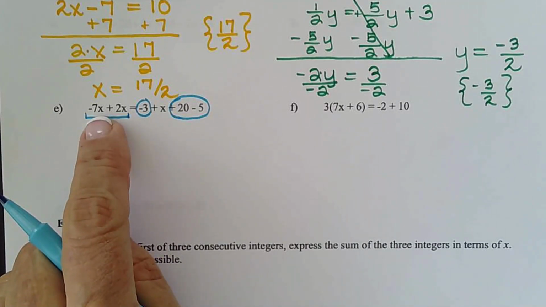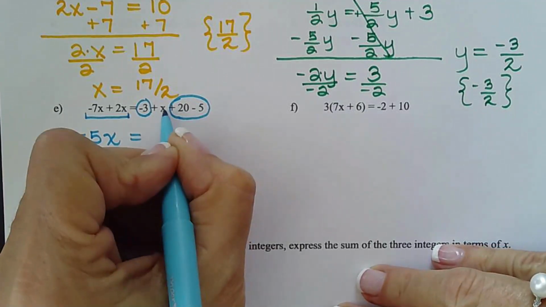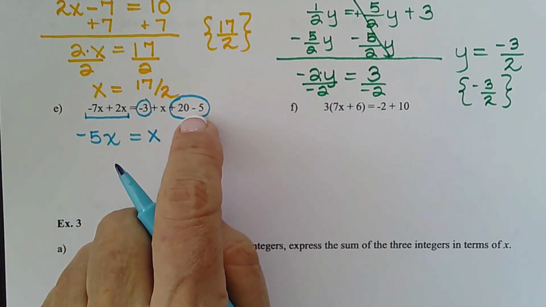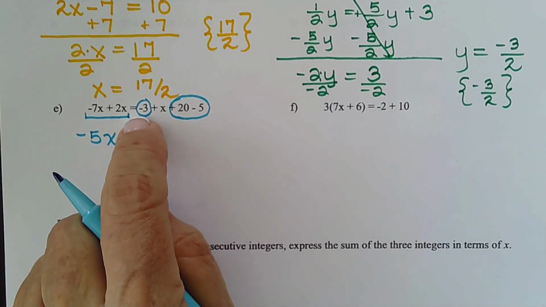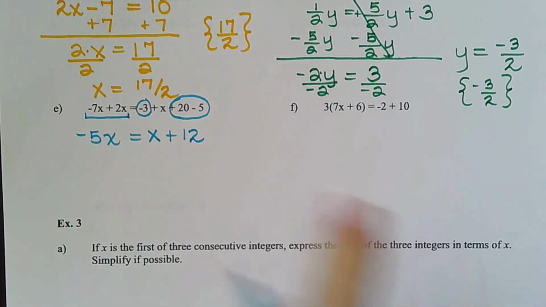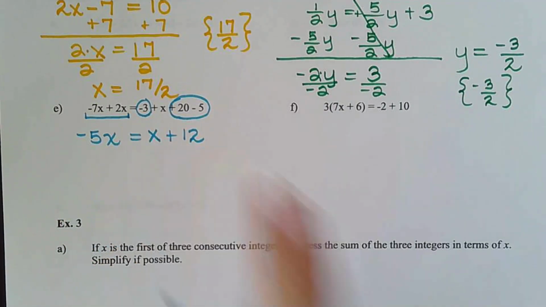So this side will turn into negative 5x. I always like my x in front, so I'm going to put it in front. And then this side, 20 minus 5 is 15. Minus 3 is positive 12. Or you could do 20 minus 3 is 17. Minus 5, positive 12. Order doesn't matter as long as you watch the signs. So now it's a simple problem. It looked like a big ugly problem. Now it's super simple. 2 steps, done.